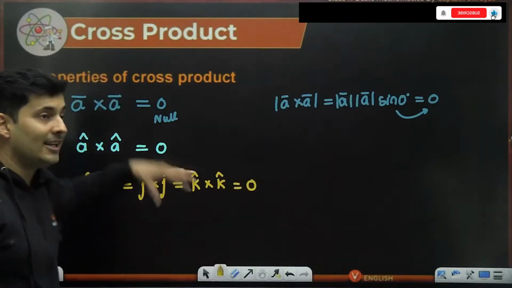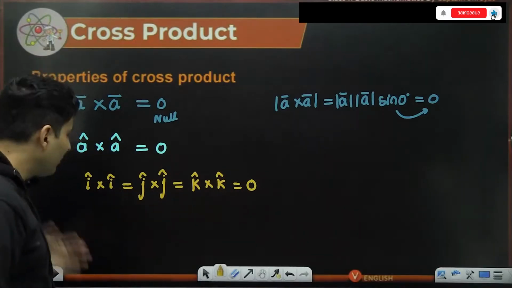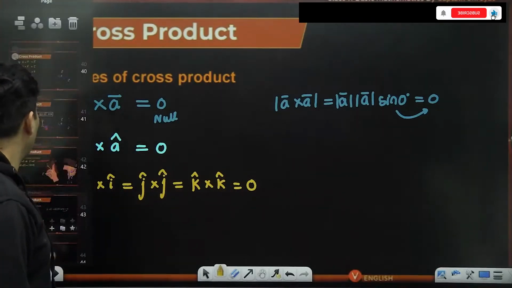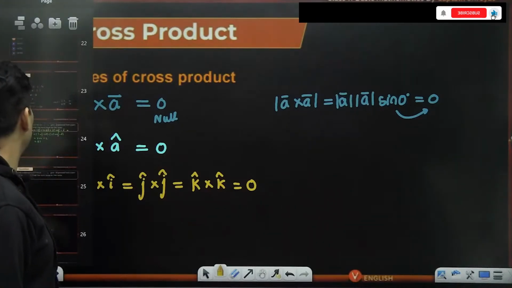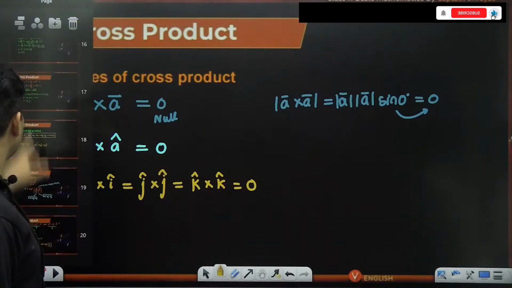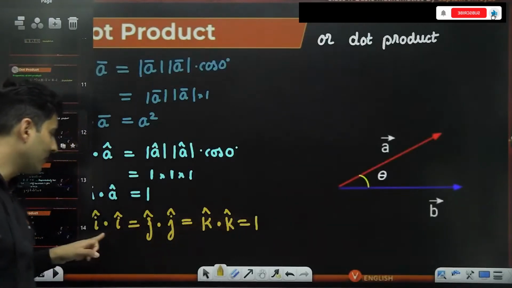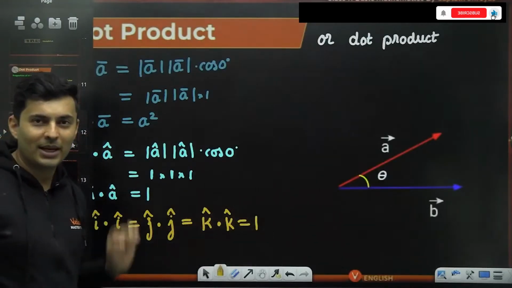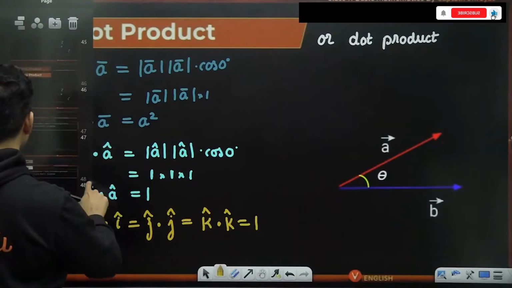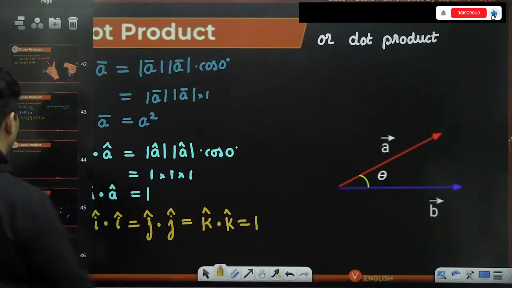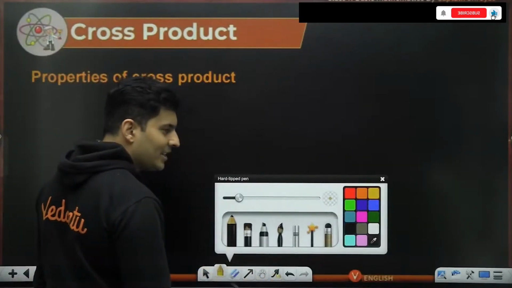This is exactly opposite in dot product. Here, cross product with itself is 0. If you go back to our dot product, I dot I, J dot J were all 1. Look over here, all of them were 1. Here it is exactly 0. So keep that in mind. Okay, perfect. But what if they are perpendicular, sir? Oh, definitely it is not 0.